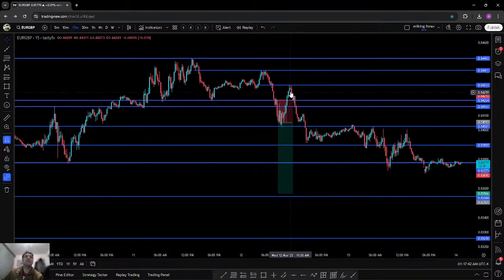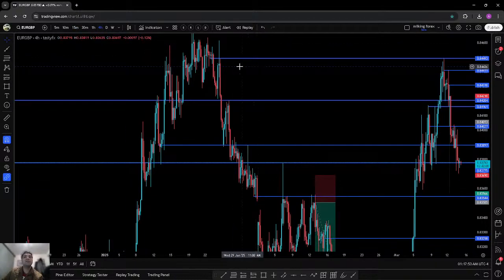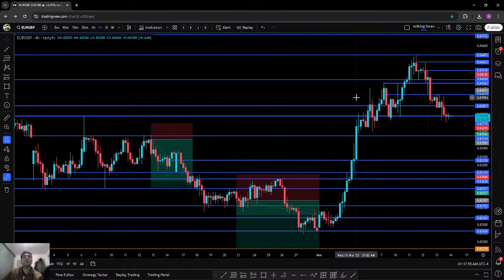We can see that this pullback happened, and after that there was a break of structure around here, and then prices went on the downside. So although the prediction was right, that's what I wanted to show you guys.